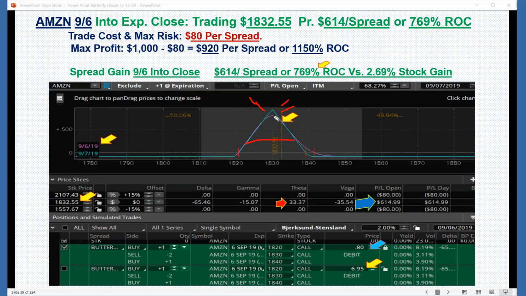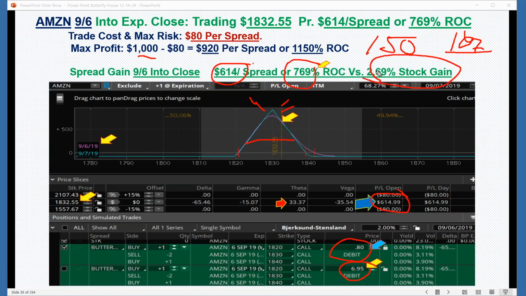All right, so here later in the day, this thing now has gone from 80 cents or $80. Now it's up to $695, okay? So that is then a profit of $614 per spread. So it's gone from $150 per spread in the morning, which was 187% return. Now in the afternoon, this is 4 times more, and now it's up to $614 per spread, 769% return versus earlier in the morning 187. And if you did the stock, you were up 2.69% return, plus had that huge risk.